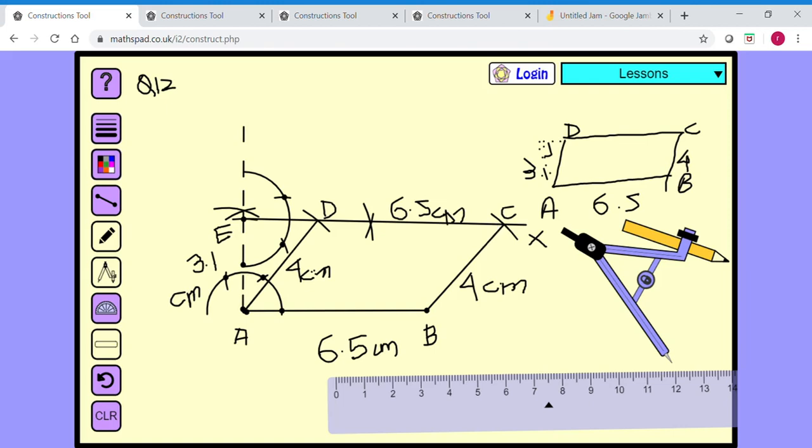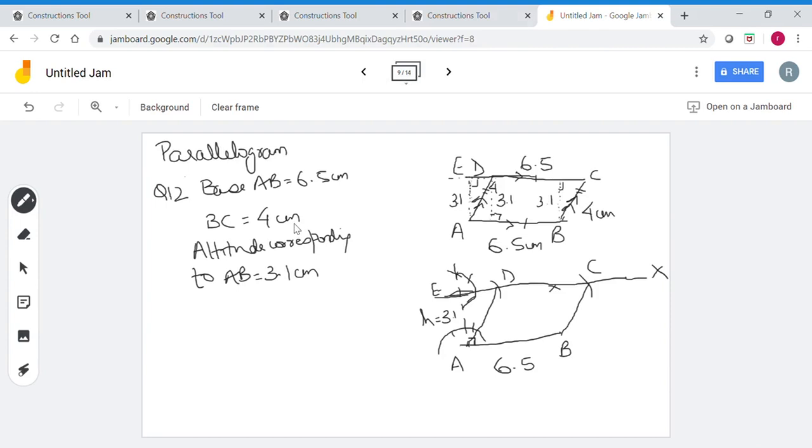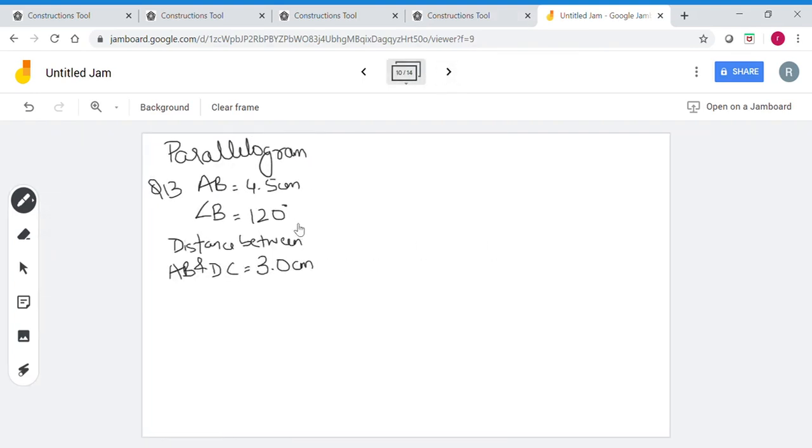Right? So let's look at the question. The question said I need to have one side as base as 6.5. My base is 6.5. BC is 4, and the distance between A and the height corresponding to AB is 3.1. Perfect. So now let's move on to the next question, which is question number 13.